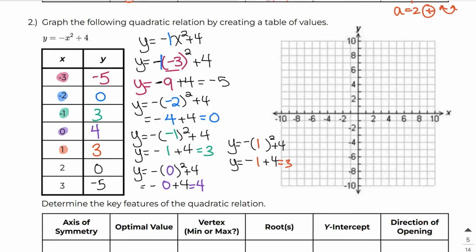Hopefully you have noticed the pattern that the 4 is in the middle, then it went 3, then it went 0, and then it went -5. Okay, let's go ahead and graph out this parabola.